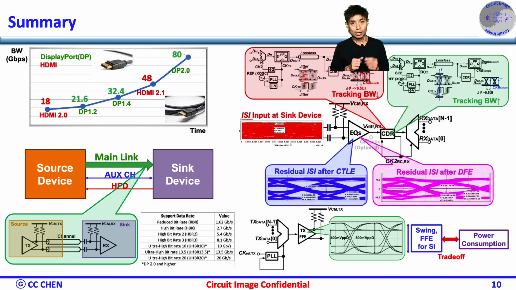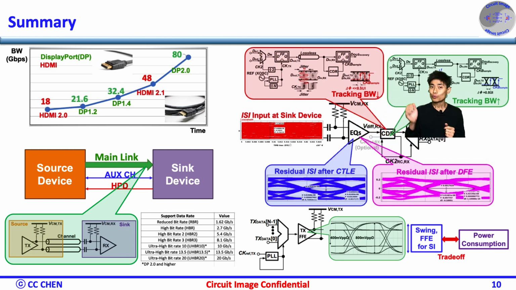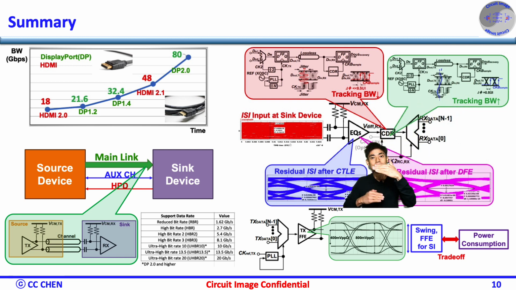The design challenge at the DP sink devices is to tolerate any jittery input and bandwidth limited input data with ISI. Therefore, we must design the CDR and EQ of the sink device well enough to achieve a wide tracking bandwidth and outperform the reference EQ to pass the jitter tolerance compliance test easily.